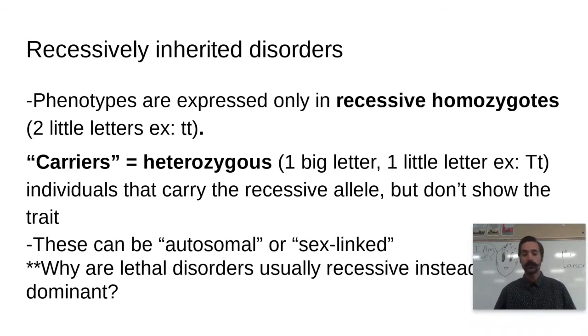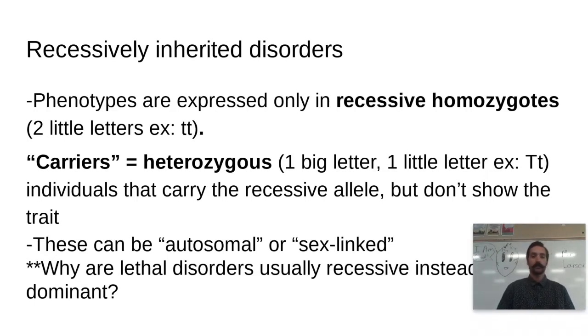What this deals with is this idea of carriers. Carriers are individuals that carry the recessive allele but don't show the trait. Basically, they are heterozygous for that trait, where they have one capital letter and one lowercase letter. That means they aren't showing those symptoms. They don't show the trait, but they can eventually pass that gene, that trait, to their offspring. This could cause issues with the different genetic disorders, which we'll investigate in a little bit.